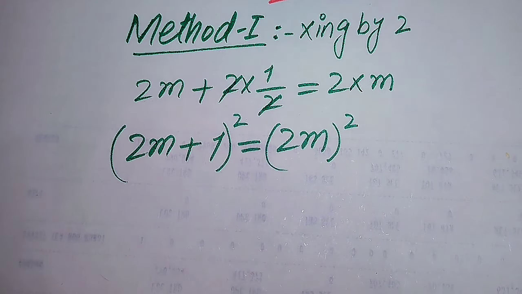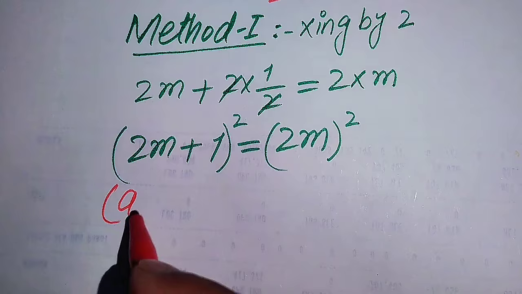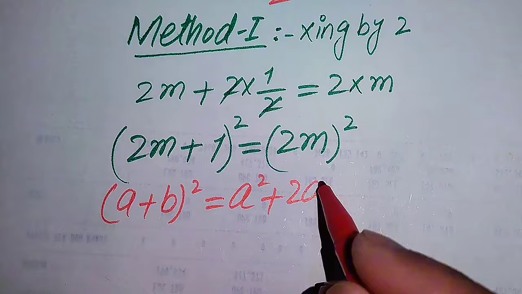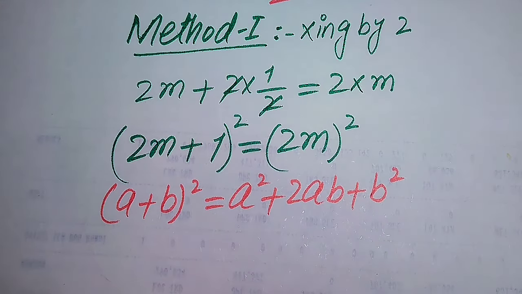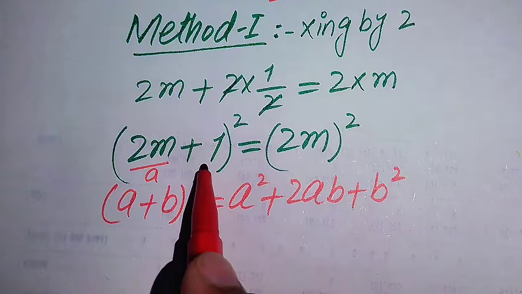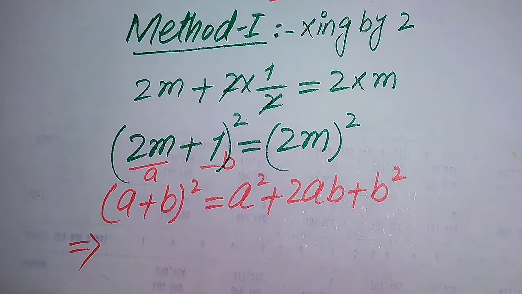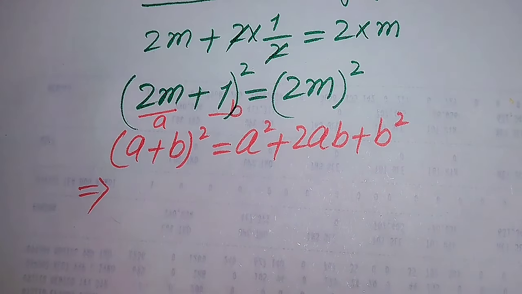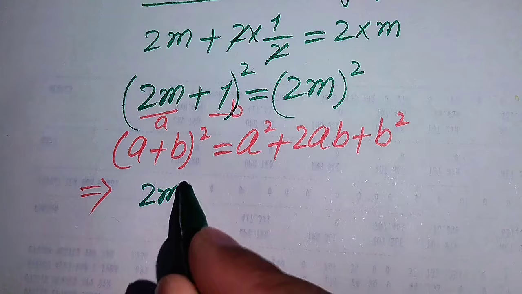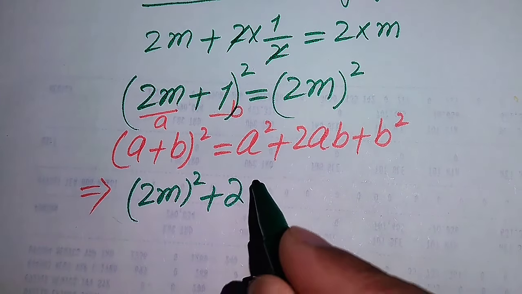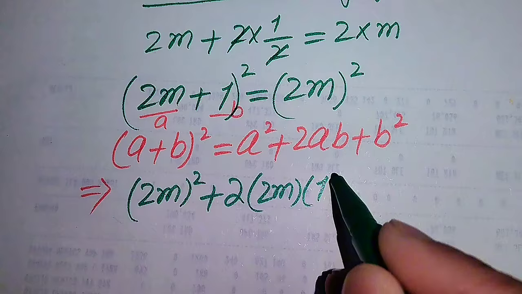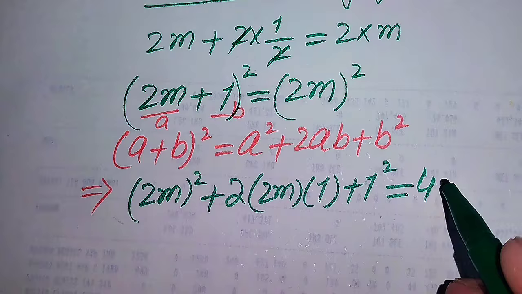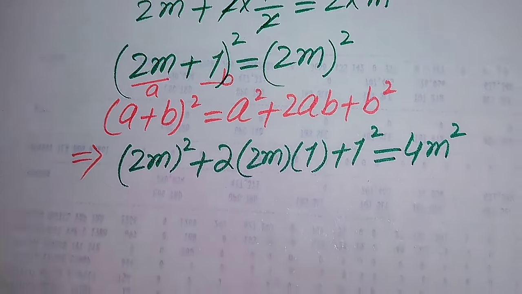But now here we use the nice algebraic formula on the left hand side, and you know that a plus b whole square is equal to a square plus 2 times ab plus b square. According to this, this is our a and this is our b, and when we apply this formula to the left hand side of the above equation, it will become 2m whole square plus 2 times 2m into 1 plus 1 square equals to, on the right, 2 square is 4 and the square root of m square becomes m.